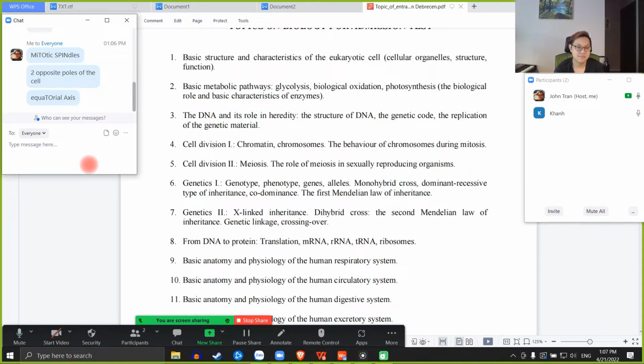Okay, so during anaphase, the spindle fibers pull and separate the split chromosomes, pulling them toward opposite poles of the cells. Opposite poles of the cell.